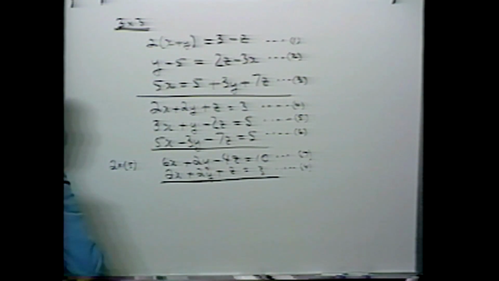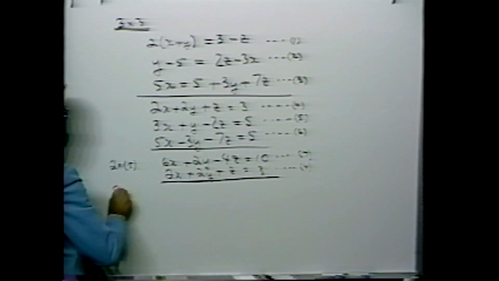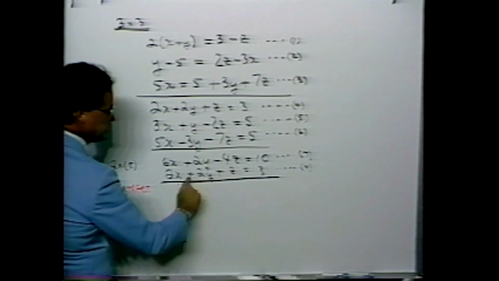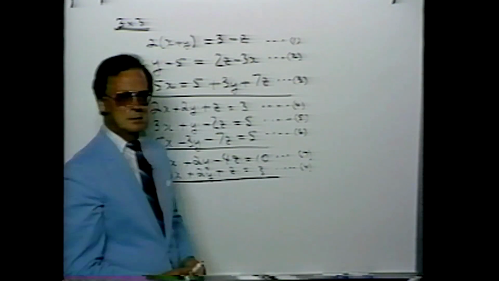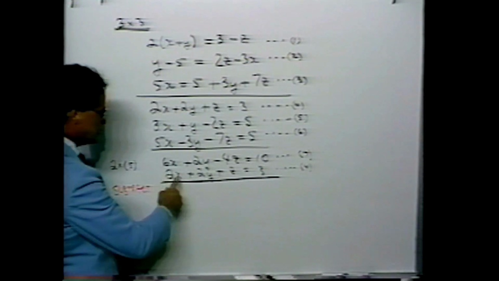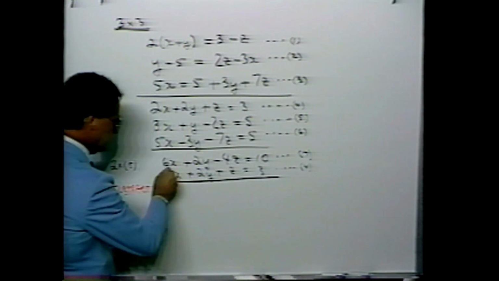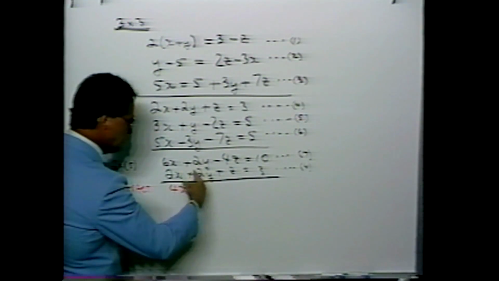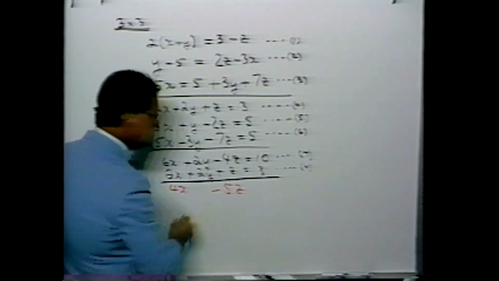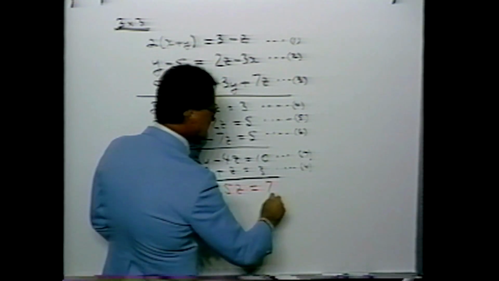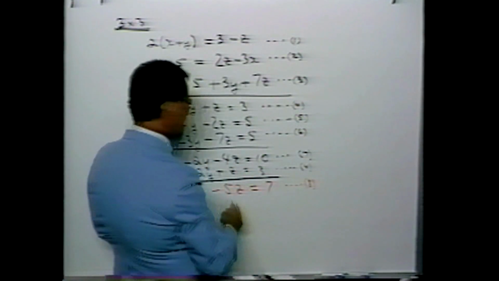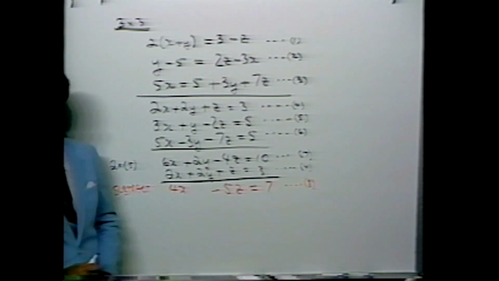If we now subtract, we're subtracting because the coefficients here are exactly the same. Here the signs are the same, and so I must subtract. Subtracting, I have 4x plus 0 minus 5z equals 7. Let's refer to that as equation 8 of the system, since it's different from the other ones.